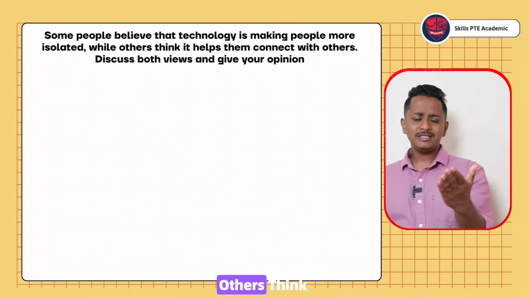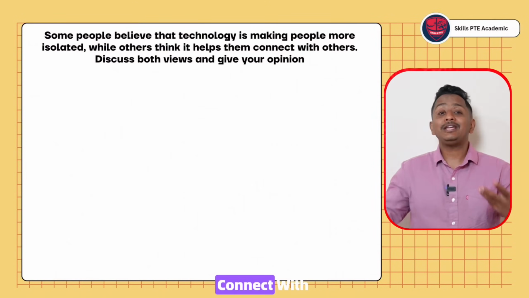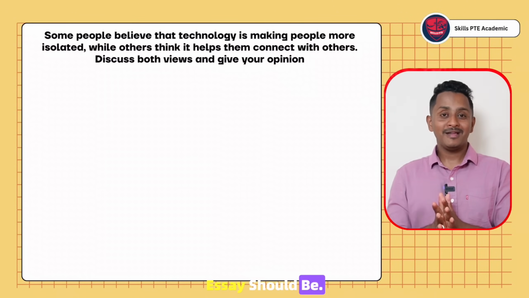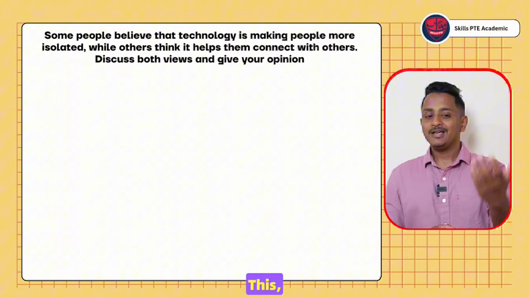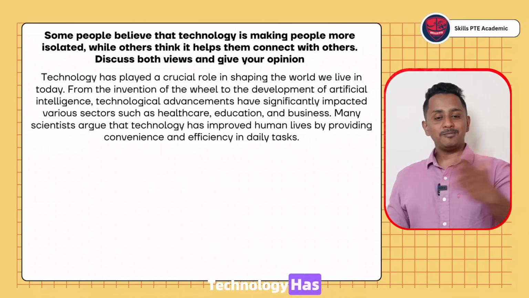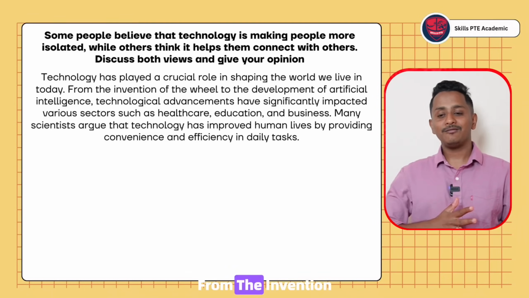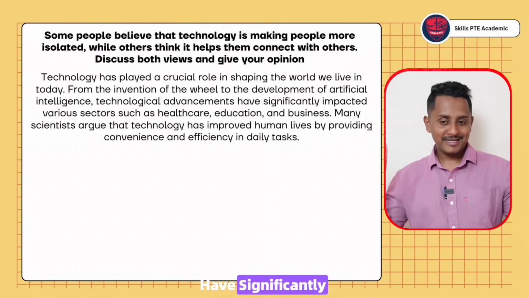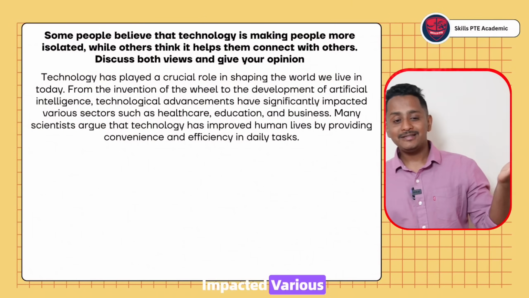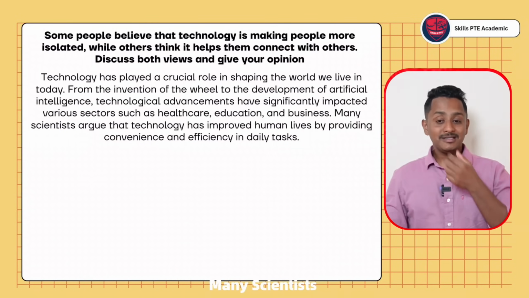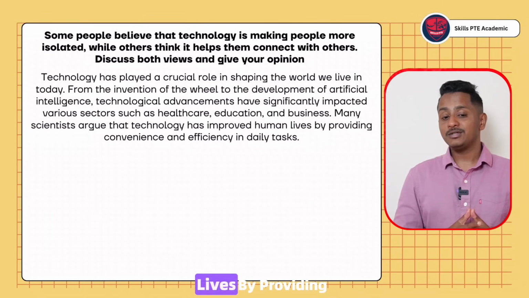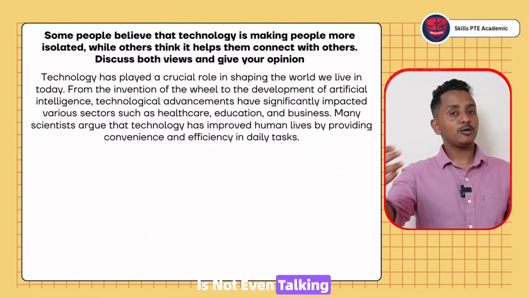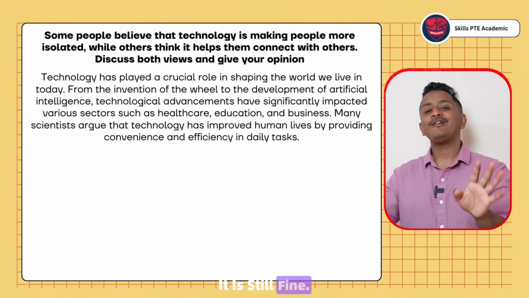The second view would be others think technology has helped people connect with others, through Instagram, through this app you're connecting. This is what your essay should be. But let's say the person writes something like this. Let's check the introduction. Technology has played a crucial role in shaping the world we live in today. From the invention of the wheel to the development of artificial intelligence, technological advancements have significantly impacted various sectors such as healthcare, education, business. Many scientists argue that technology has improved human lives by providing convenience and efficacy in daily tasks. Well, the entire thing is not even talking about the question, but the intro, it is still fine.